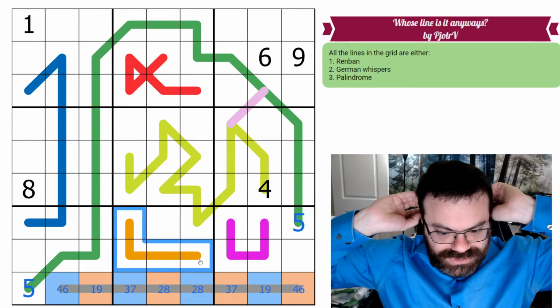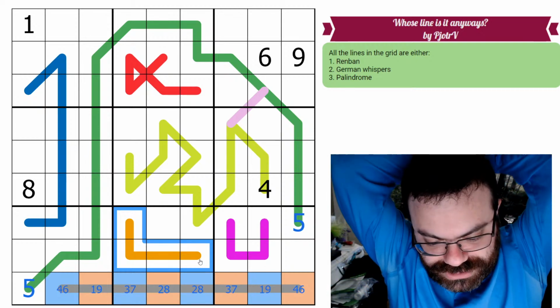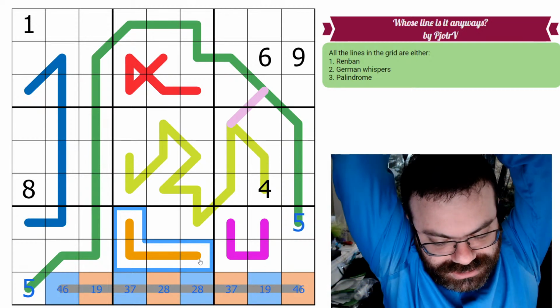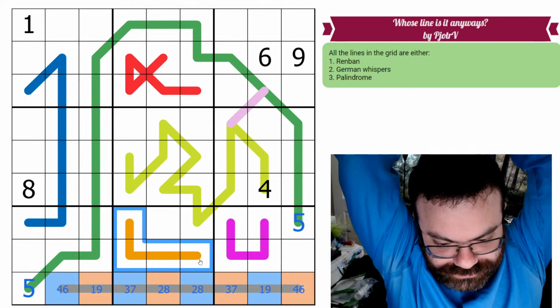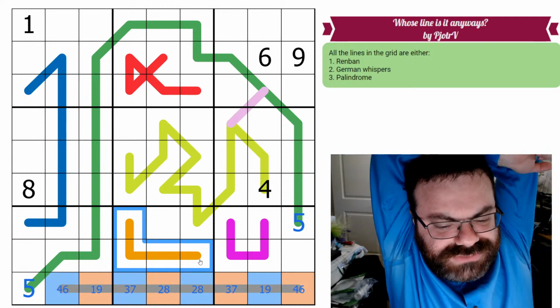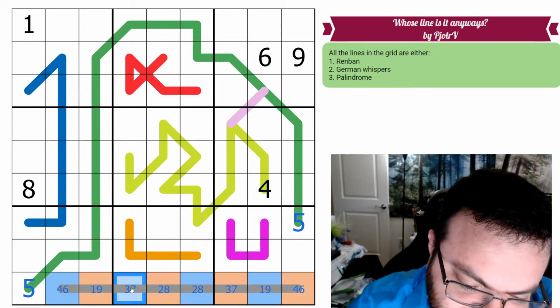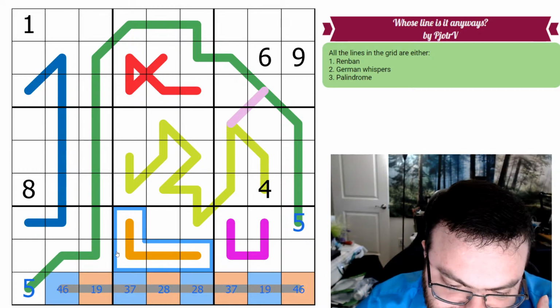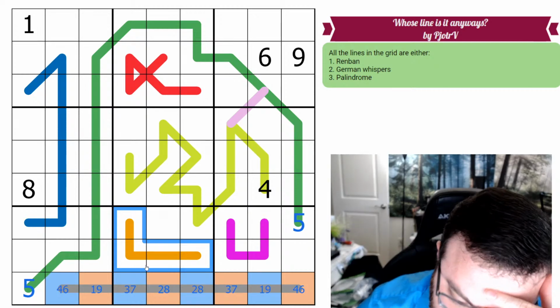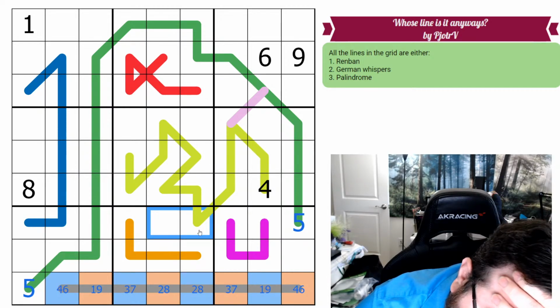Let's see, if this were Renban, 2 and 8 are used, so we couldn't be 1, 2, 8, or 9. So that uses up 4. We'd have 5 options for 4. So whichever this 3 or 7 is determines what this Renban is exactly. So this would be a 1, 9 pair.